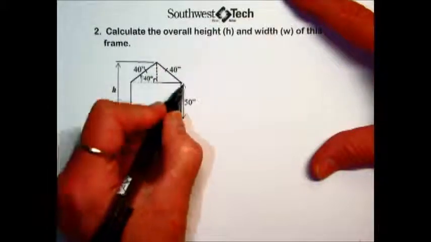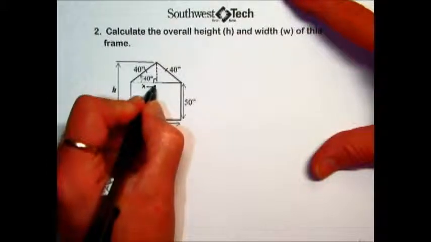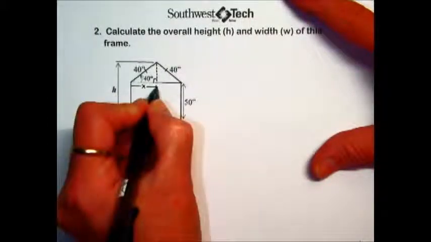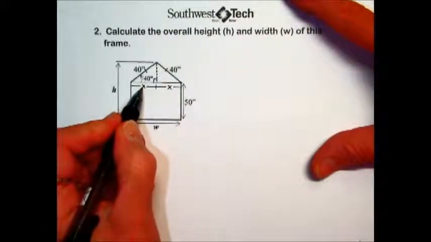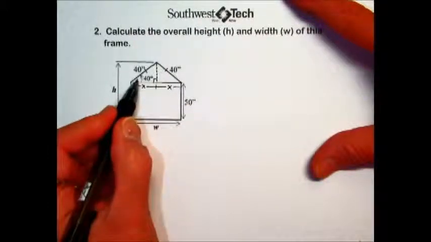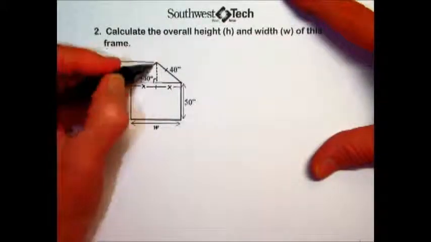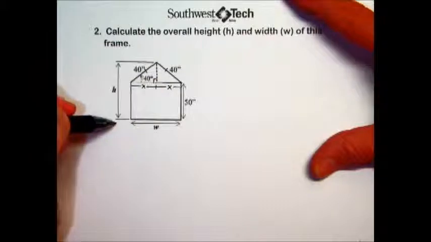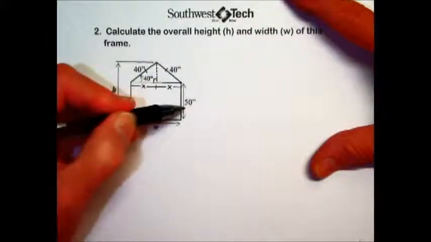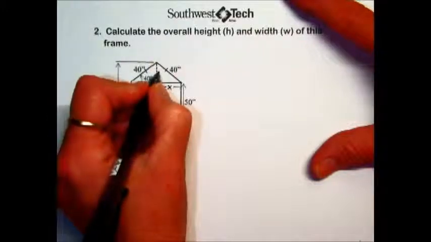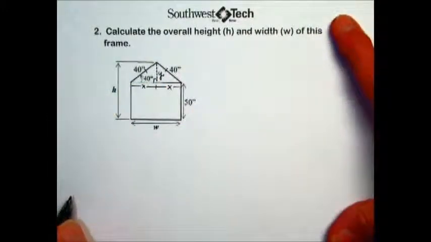This altitude bisects this opposite side into two equal parts. I'll call those x. And if we find the value of x from one of these right triangles, we'll be able to double it to find the width. The length of the altitude is the additional piece of the height that we're missing that we'll add on to 50 inches, and I'll call that y. So we have two problems here.